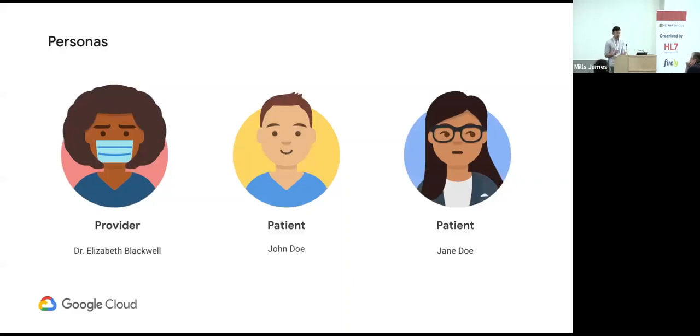So this presentation will show us a small, toy example of how we can take patient consents as FHIR resources. Once those FHIR resources are in the FHIR store, we can enforce those consents so that only the correct people are able to see the correct information. In this toy example, we'll have just three personas: the provider, Dr. Elizabeth Blackwell, and two patients. You may have heard of them before, Jane Doe and John Doe.